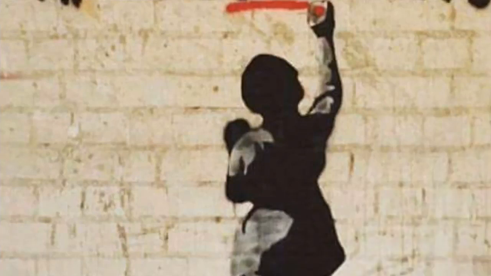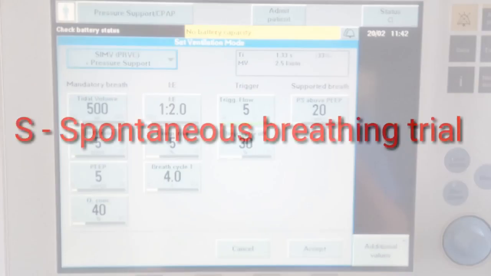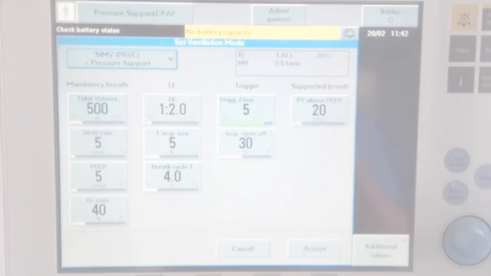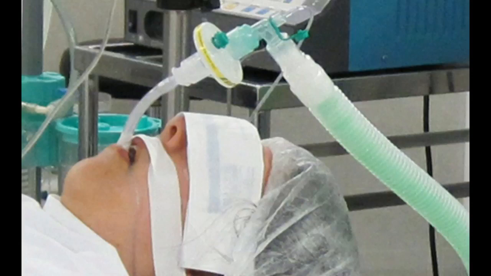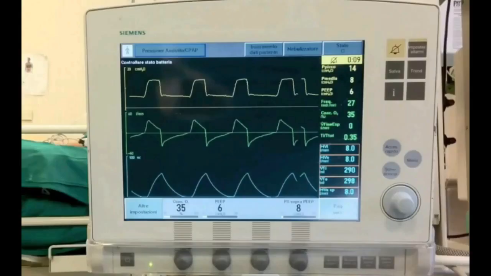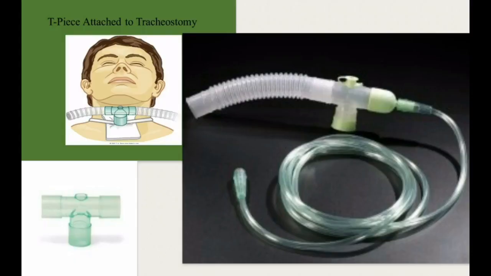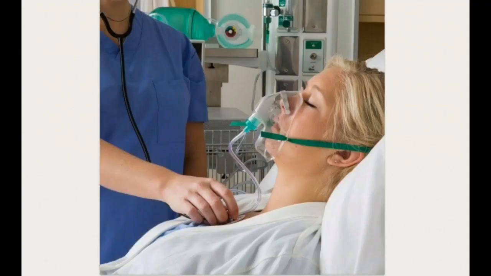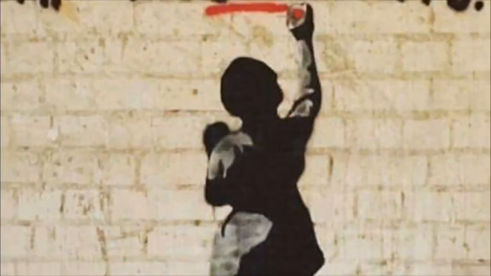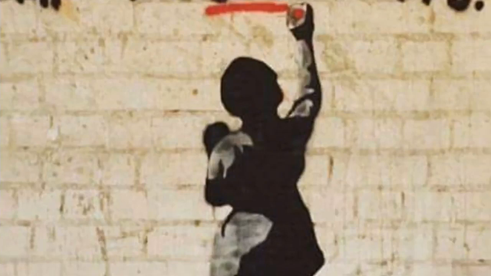Next alphabet is S. S is for spontaneous breathing trial. When you see this, question yourself if the patient needs further ventilatory care or if he can be weaned off by starting a spontaneous breathing trial like with pressure support mode, or if he can be extubated and can be given a trial of T-piece, NIV, face mask, etc. accordingly.